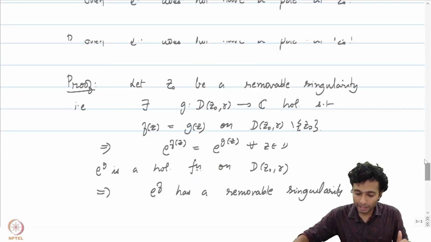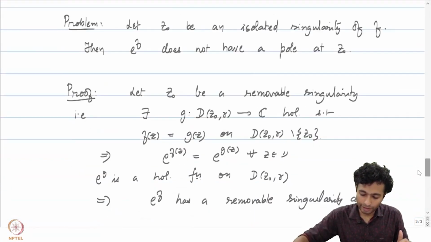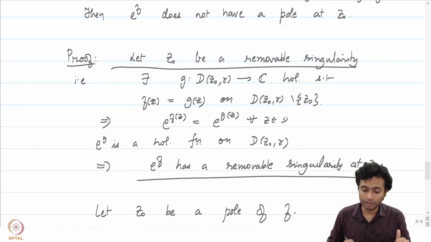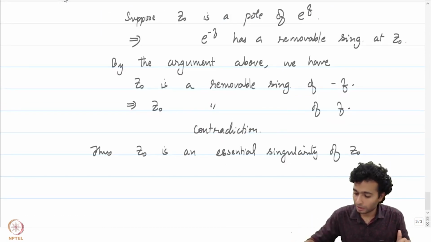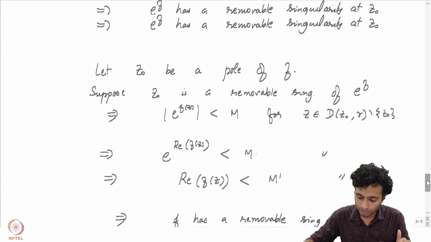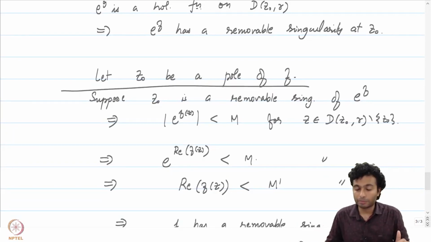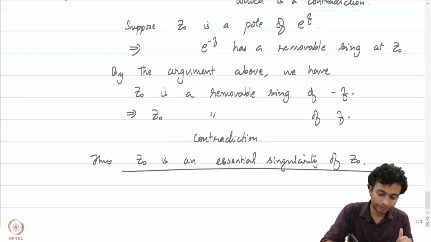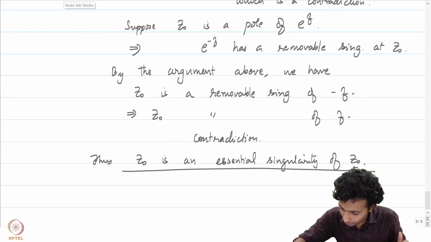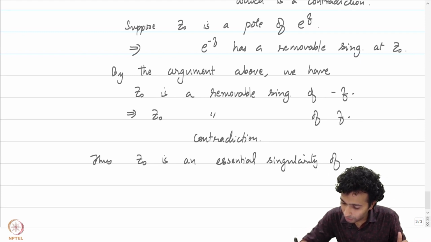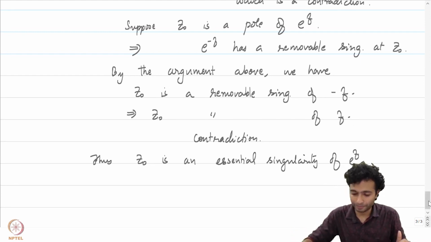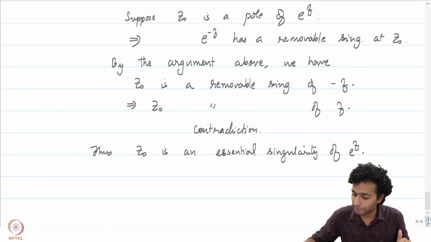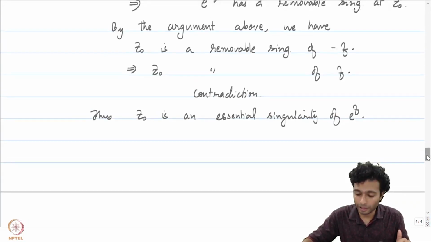So let's just go back and see what we have done. We have checked that if z0 is a removable singularity, then e to the power f has a removable singularity at z0. Then the next conclusion was, if z0 is a pole of f, then z0 is an essential singularity of e to the power f. And so finally, we are only left with one case. What happens when z0 is an essential singularity of f?